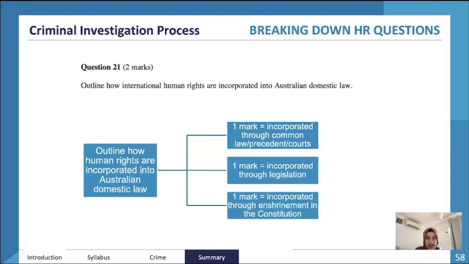Outline how international human rights are incorporated into Australian domestic law. So how can we break this question apart? First of all, it's an outline question, so we don't need to go into heaps of detail. With 2 marks associated with the question, there are potential ways that you could get the 2 marks. You could talk about how it's incorporated into common law with precedents and courts. You could talk about legislation, or you could talk about incorporation through the enshrinement of a constitution, which are the 3 main ways really that we can get law incorporated into our system.